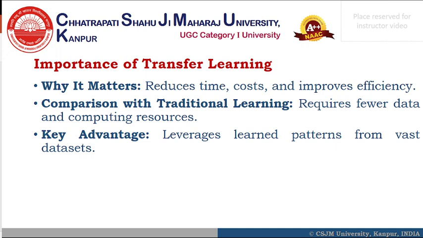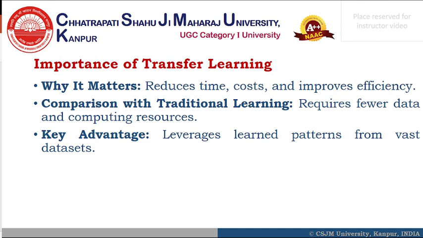So, we can make a comparison with traditional learning. How? In conventional machine learning, every new problem requires a new model trained entirely from scratch. This means we need large datasets, extensive processing power, and long training cycles. With transfer learning, we start with a pre-trained model rather than an empty neural network. Again, we require less data since the model has already learned features. We use fewer computing resources, making AI more accessible to smaller organizations and researchers.